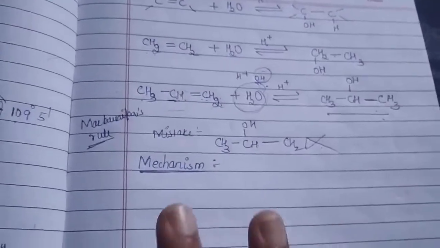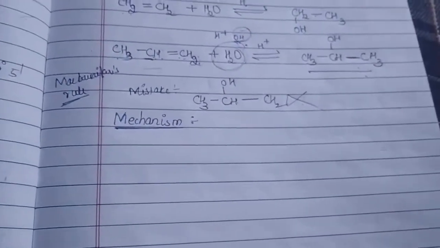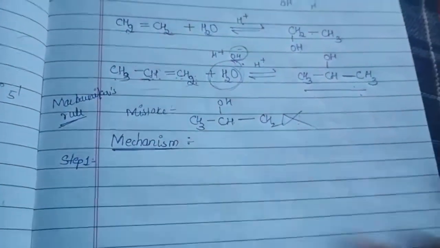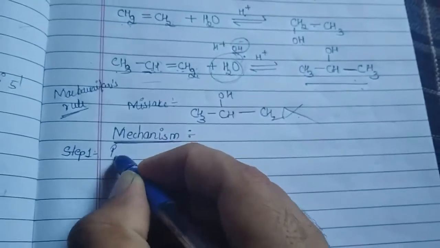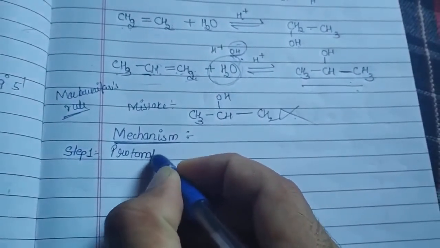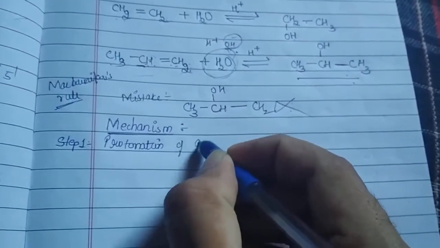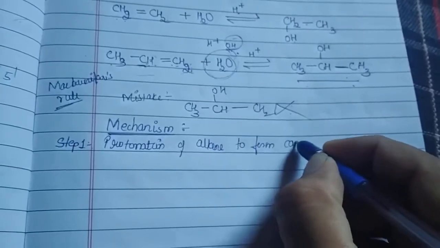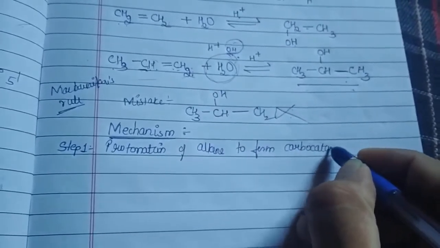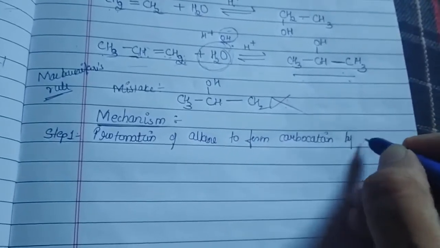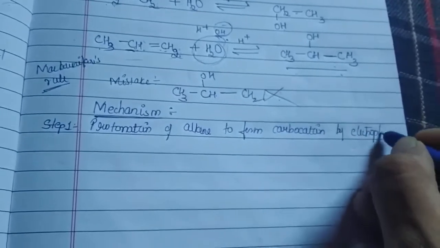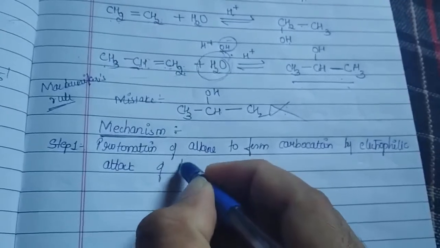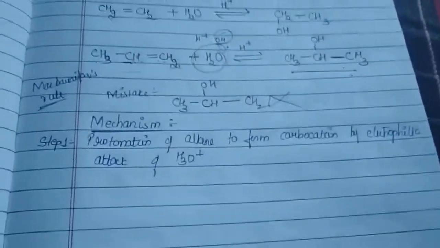ಓಕೆ, ಸೊ ವೆನ್ ಐ ಆಮ್ ಟಾಕಿಂಗ್ ಅಬೌಟ್ ದ ಮೆಕ್ಯಾನಿಸಮ್ ಆಫ್ ಯುವರ್ ಹೈಡ್ರೇಷನ್ ಆಫ್ ಯುವರ್ ಆಲ್ಕೀನ್ಸ್, ವಾಟ್ ಇಸ್ ದಿ ಫಸ್ಟ್ ಸ್ಟೆಪ್ ಅಂತ ನೋಡೋಣ. ಸೊ ಫಸ್ಟ್ ಸ್ಟೆಪ್ ಇಸ್ ಪ್ರೋಟೋನೇಷನ್ ಆಫ್ ಯುವರ್ ಆಲ್ಕೀನ್. Protonation of alkene to form as what? Carbocation. ಹೆಂಗಾಗುತ್ತೆ ಇದು? By electrophilic attack of, yes, hydronium ion. Question ಅರೈಸ್ ಆಗುತ್ತೆ.